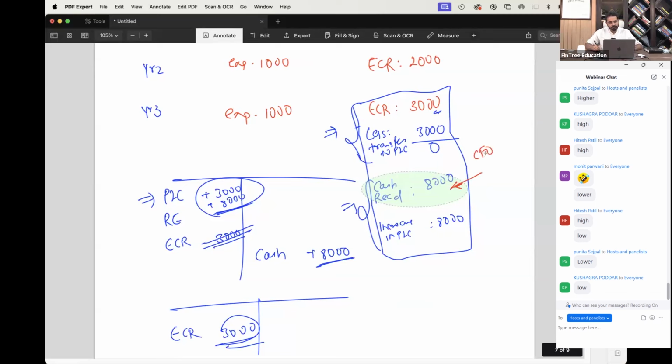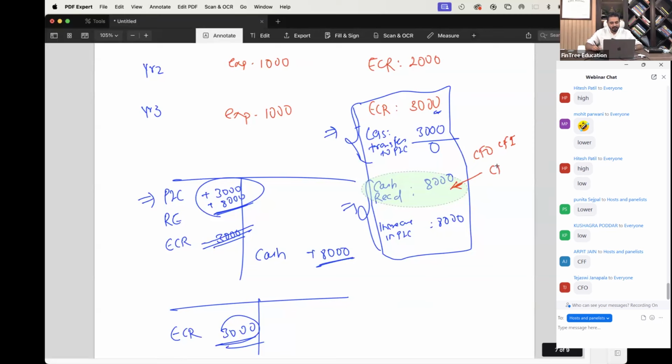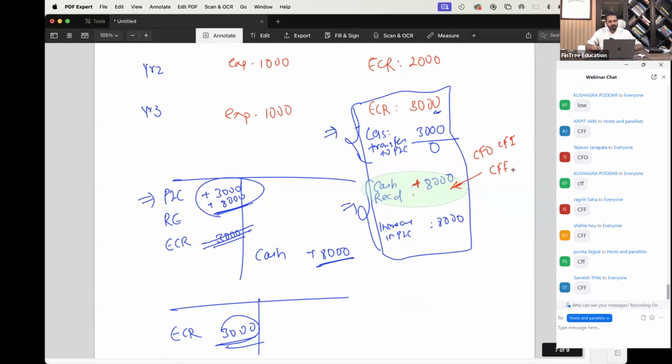Will it be CFO because we're paying salary to the employee? Or will it be CFI because it's an investment? Or will it be CFF because employees are buying shares? Where do you think this inflow, the cash received, should be shown? It's actual cash received from employees.